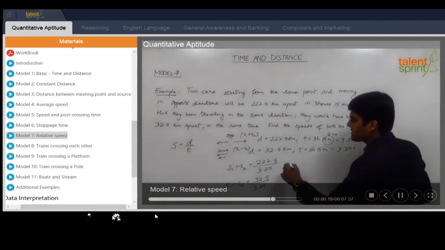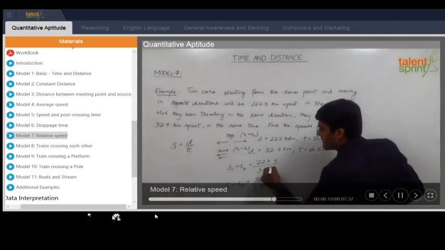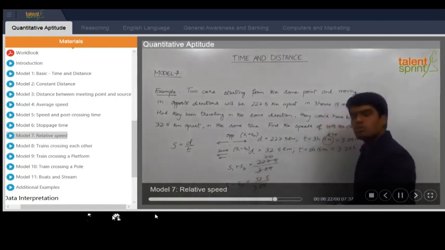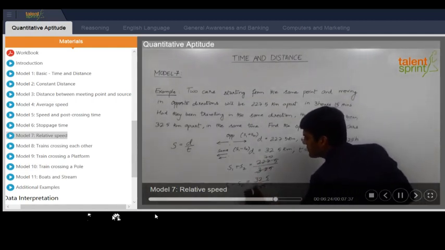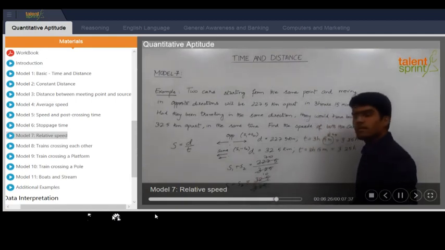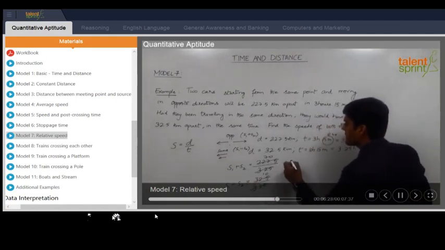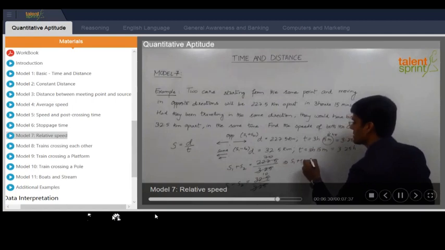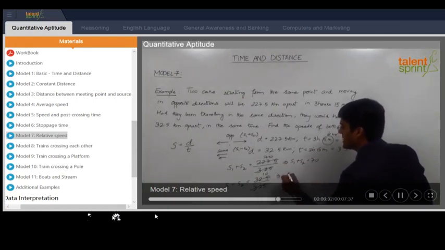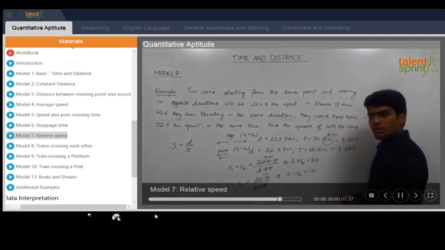Now let us try to simplify this. 3.25 goes 70 times in 227.5, and 3.25 goes 10 times in 32.5. So we can say that S1 plus S2 equals 70, and from the second case we can say that S1 minus S2 equals 10. Now if we solve both the equations, which have two variables, we will get the individual speeds.